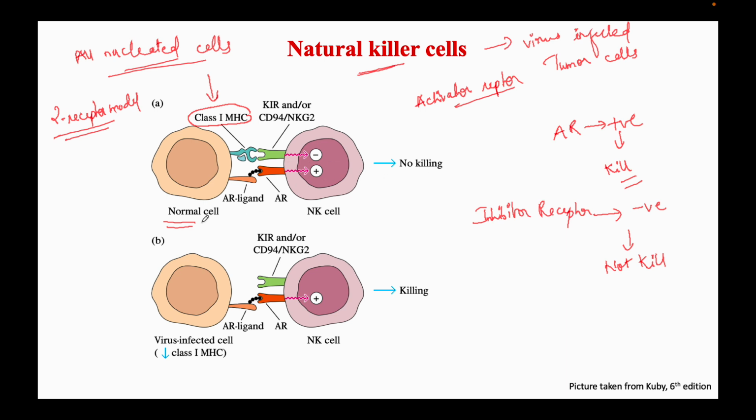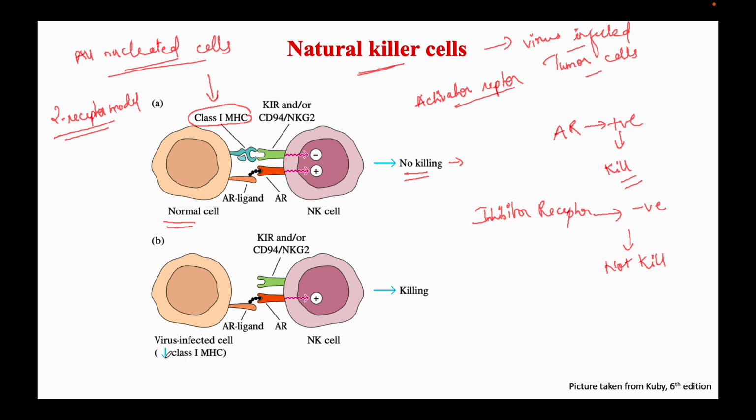So when the normal cell has a healthy expression of MHC class 1 molecules, there will be no killing, okay, and the cells will be healthy. The cells will proliferate and divide, okay. And what happens in case of virus infected cells or tumor cells?